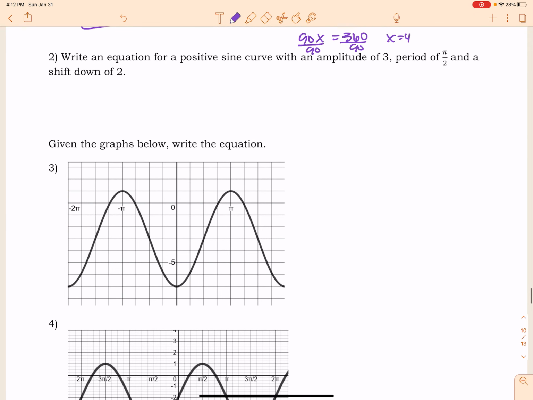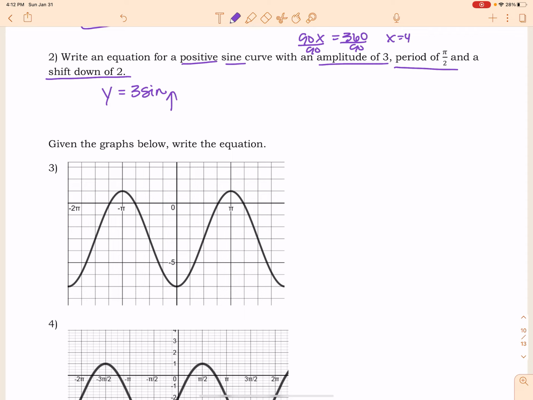Write an equation for a positive sine curve. Positive sine has an amplitude of 3, a period of pi over 2, and a shift down of 2. Notice you're given the period in radians. That indicates that we are going to use x in our formula instead of theta. So I've got positive sine, amplitude 3. So that's what that would look like.